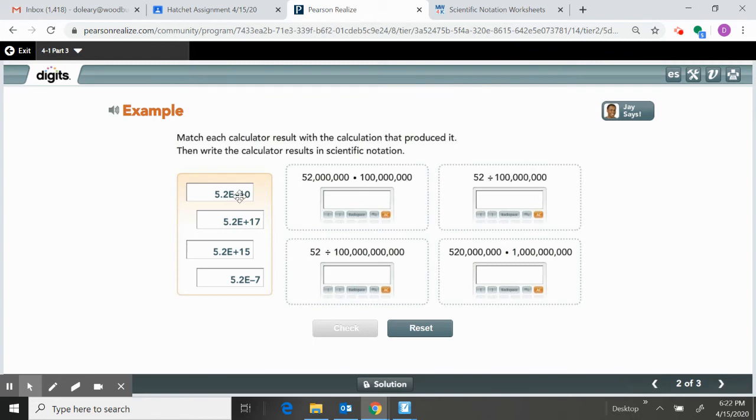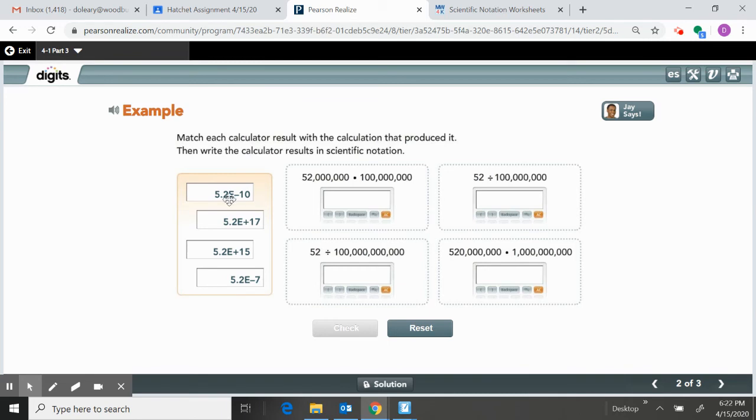Okay, so for this one, what you have to do is line these up in the right box. 5.2 E to the negative 10, 5.2 E to the plus 17, 5.2 E to the positive 15, 5.2 E to the negative 7. Now over here, take a look and see, you've got some really big numbers, and you have some multiply and you've got some divide. Just as a little hint, any negative exponents are going to be your divides. Your positive exponents are going to be your multiplies. So I'm going to do 2 of these for you. And then when you log on today, do those 2 and then finish up with the other 2.